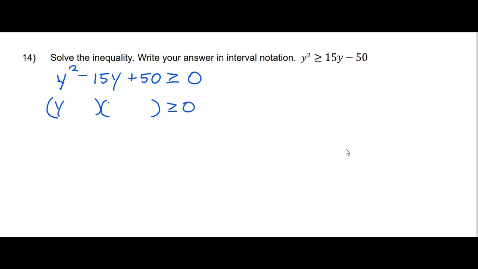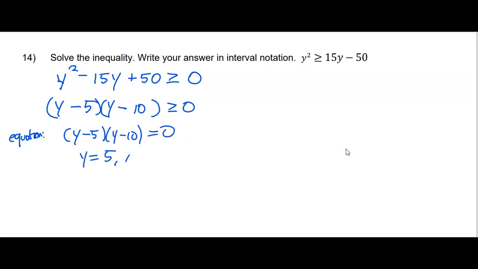and it is y times y is y squared. 5 times 10 is 50, and if they're both negative, negative 15y is the inner and outer product combination. Okay, now at this point in time, the methods are varied depending on the book. One is to go to the equation, and this then gives us two nice solutions, 5 and 10.